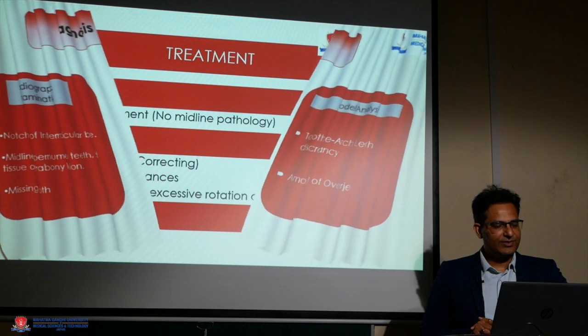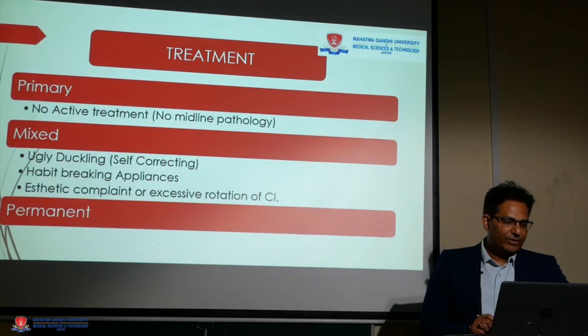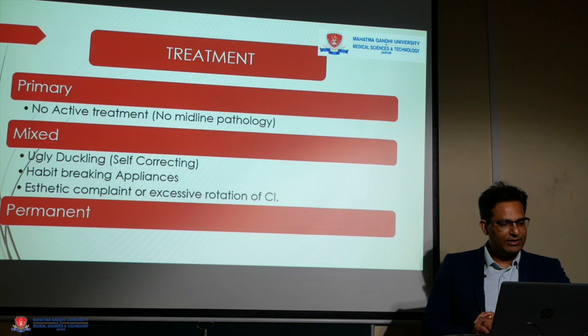So how do we categorize the treatment? In primary dentition, usually it's a transient malocclusion, so no treatment is done. In case there is a pathology, that has to be taken care of. In the mixed dentition, again, like the ugly duckling stage, it's a self-correcting transient malocclusion, nothing has to be done. Habit breaking appliances can be instituted in this stage for the thumb sucking and tongue thrusting habit. But in case the patient has severe rotations of the central incisor or has an aesthetic complaint, then the treatment is done in the mixed dentition also.